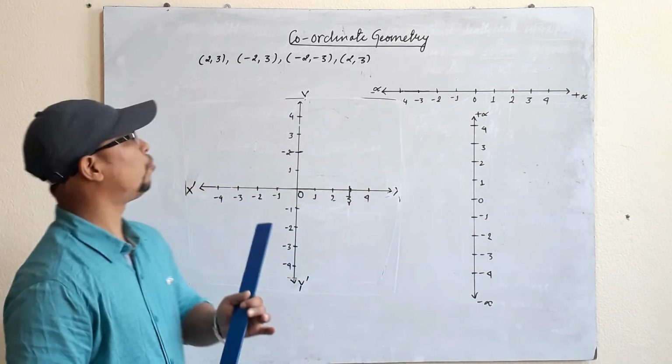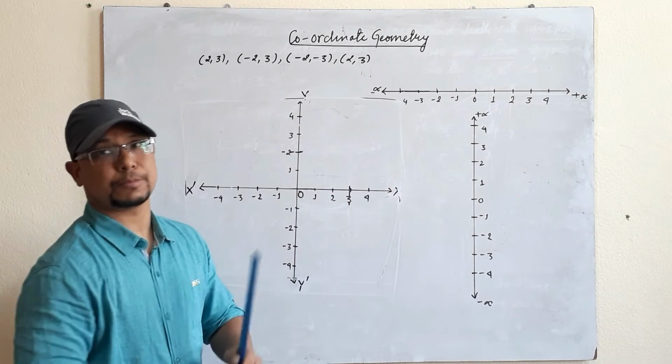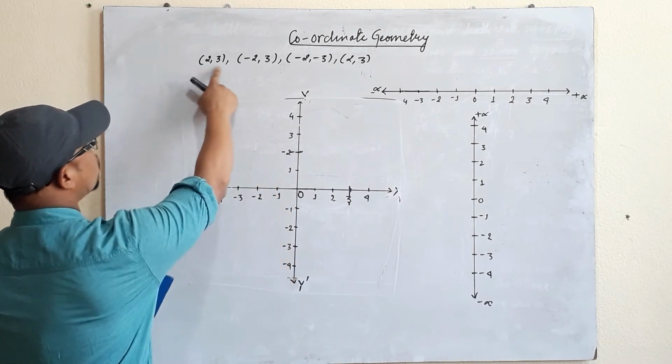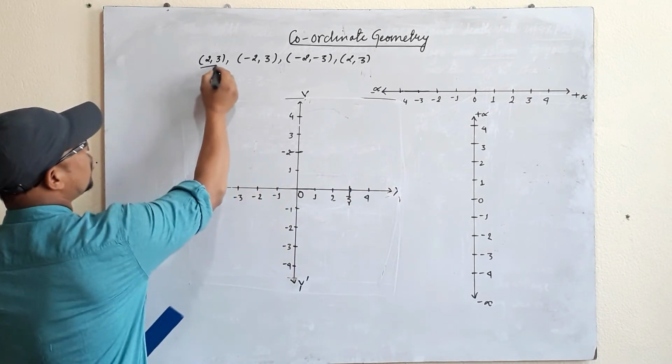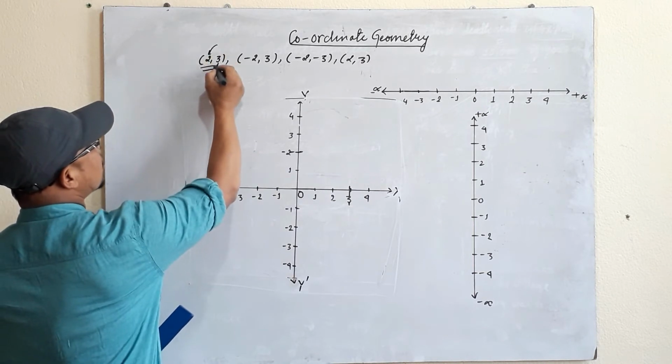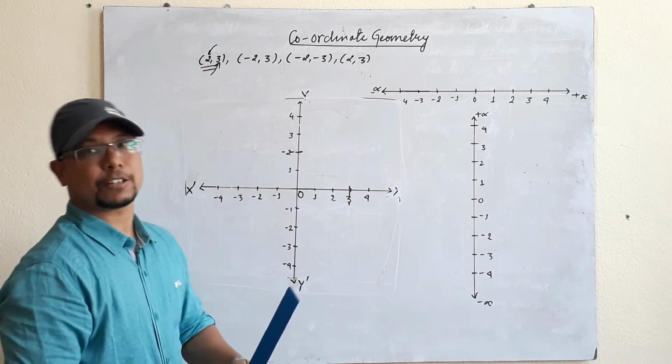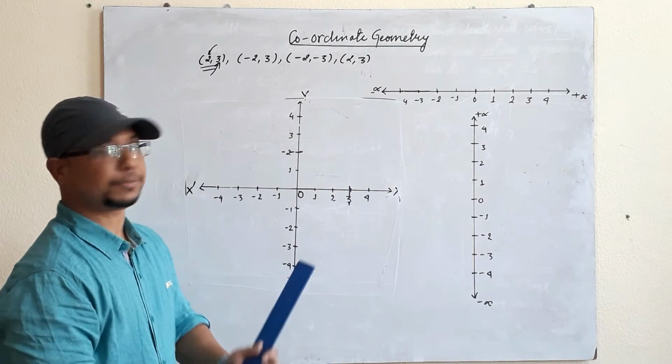Now let's see how you plot these points on the coordinate system. Let's draw first (2, 3). In (2, 3), x is positive and y is also positive, so of course it lies in the first quadrant.